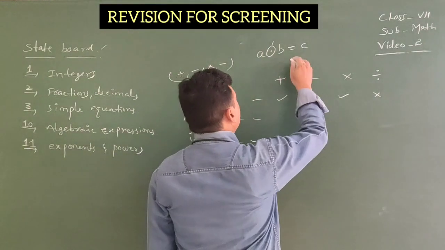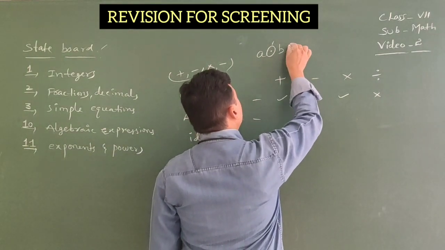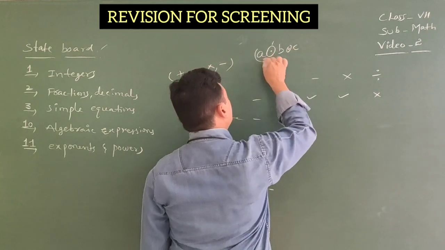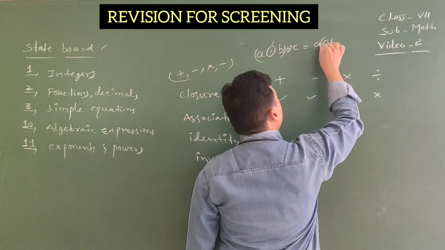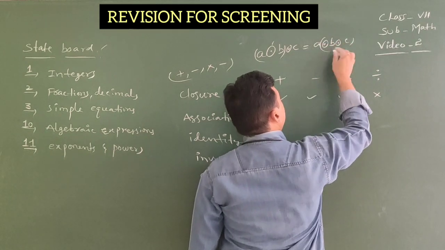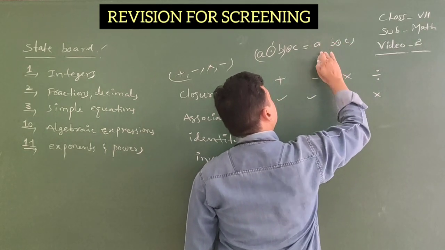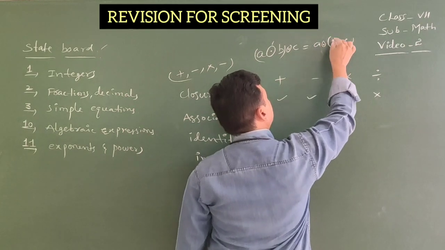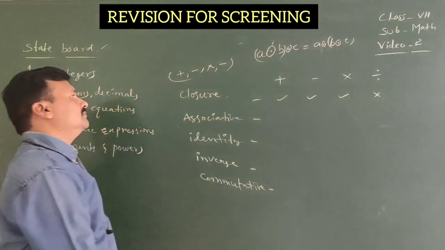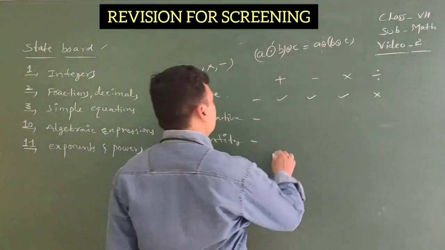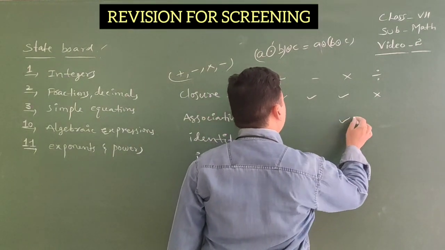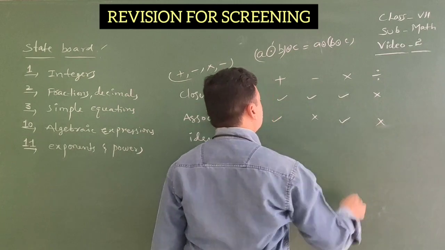Associative. Here, A dot B dot C they give me. The sum of three integers in any grouping gives the same result. The product of integers in any grouping gives the same result. That's why associativity holds for addition and multiplication. For subtraction and division, this doesn't work.